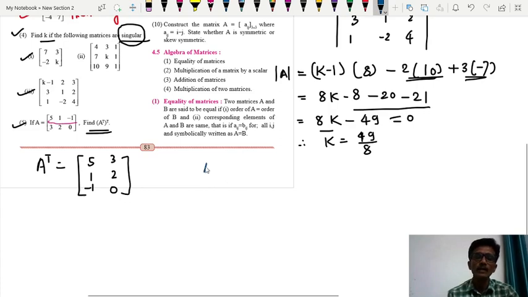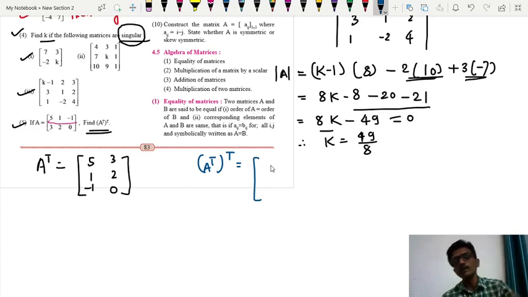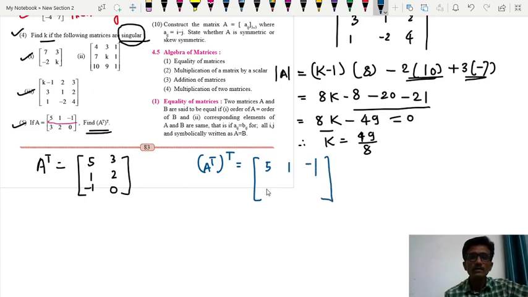एक और बार इसका ट्रांसपोज फाइंड करना है. ट्रांसपोज मतलब the matrix obtained on interchanging rows and columns. तो इसको और ट्रांसपोज करना है. So row will become column and column will become row. फर्स्ट कॉलम will become first row, minus 1. सेकेंड रो will become second column, will become second row. तो ये आपका ओरिजिनल मैट्रिक्स A हुआ. So we have shown here that the transpose of the transpose matrix is A itself.